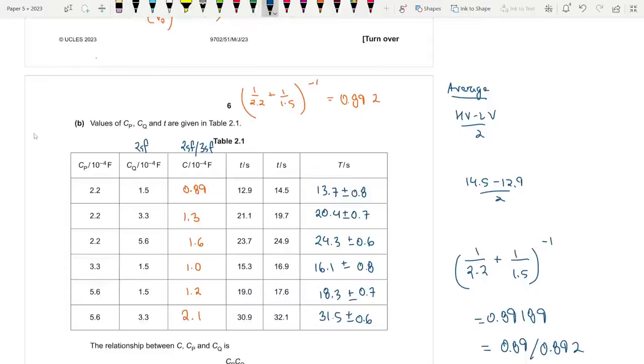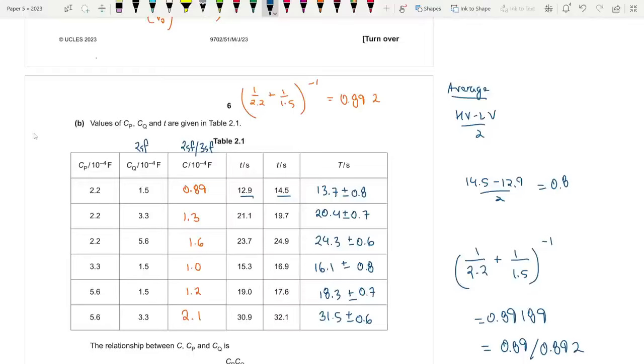So for here, what is the highest value? 14.5, and the least value is 12.9. So 14.5 minus 12.9 divided by 2 gives you 0.8. That is the uncertainty for the first value. And you can repeat it for the others. For example, the last one is 32.1 minus 30.9 divided by 2, that is 0.6. So just like that, all of those can be figured out.